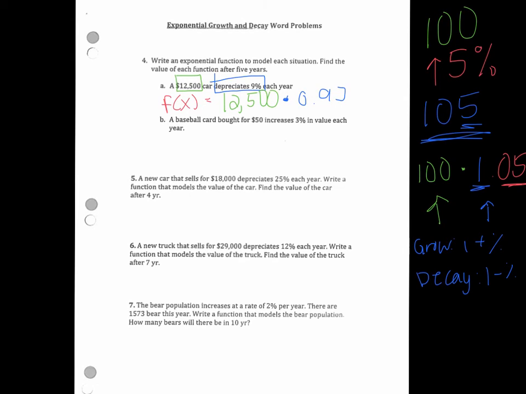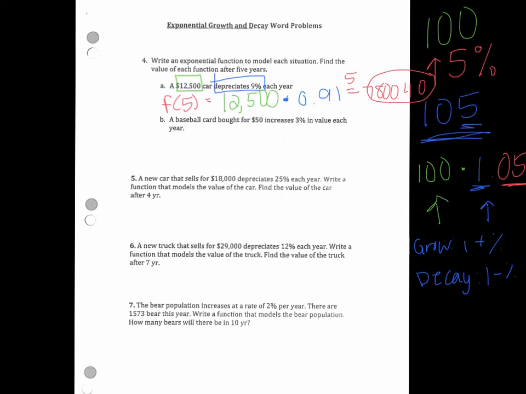0.91, I mean. Because I'm subtracting 9% from 1. And 9% is written as 0.09 to the x power. But they want to know the value after 5 years. So instead of using x, I'm going to replace that with 5. Which, when I put that in my calculator, gives me $7,840. So that's the price of the car after 5 years.